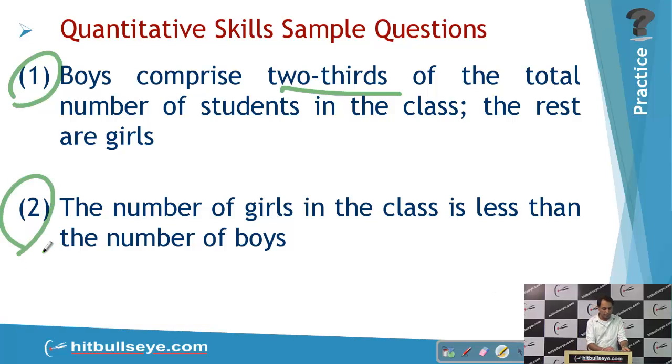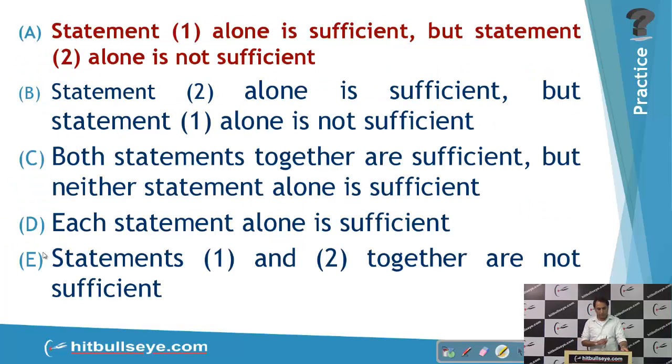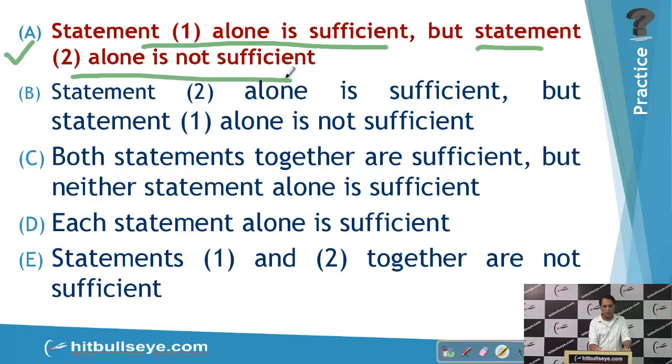However, if you look at statement number 2, the number of girls in the class is less than the number of boys. It does not give us any tangible input. It just makes a relative statement, a comparison that the number of girls is less than the number of boys, which obviously is no clue for us to solve the question. Therefore, we can infer that the question can be solved by the application of statement 1 alone, and hence the answer is option A, which says statement 1 alone is sufficient, but statement 2 alone is not sufficient. All the other 4 options will not satisfy this criteria.